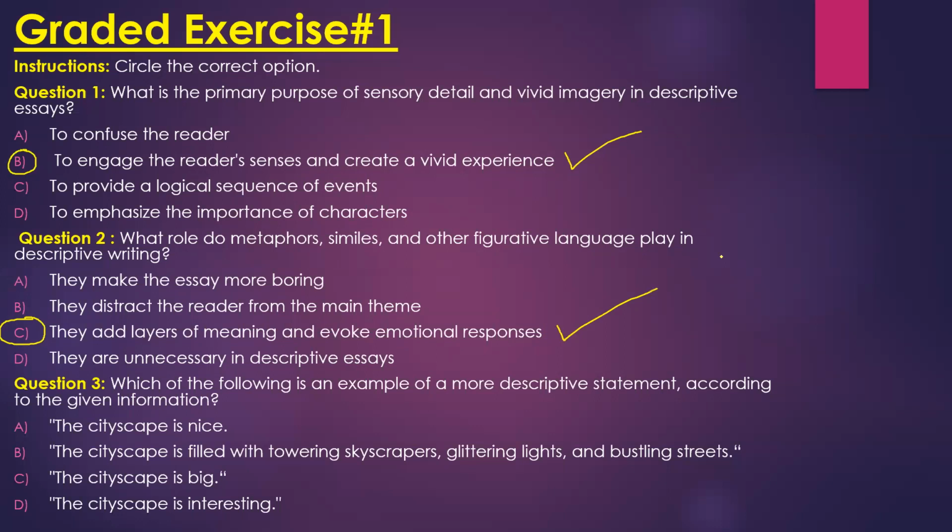Good. Number three. Which of the following is an example of a more descriptive statement according to the given information? Is it A, the cityscape is nice? B, the cityscape is filled with towering skyscrapers, glittering lights, and bustling streets? C, the cityscape is big? Or D, the cityscape is interesting? B. That's more descriptive. I put B. B, very good. B is correct. If you got B, please tick it. Anyone got all three right? I did. Come on.